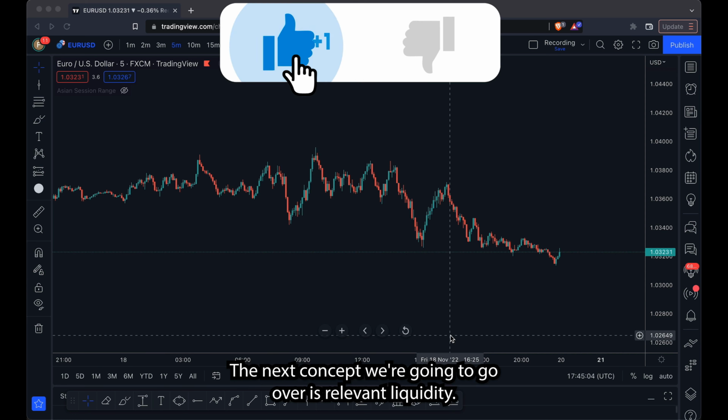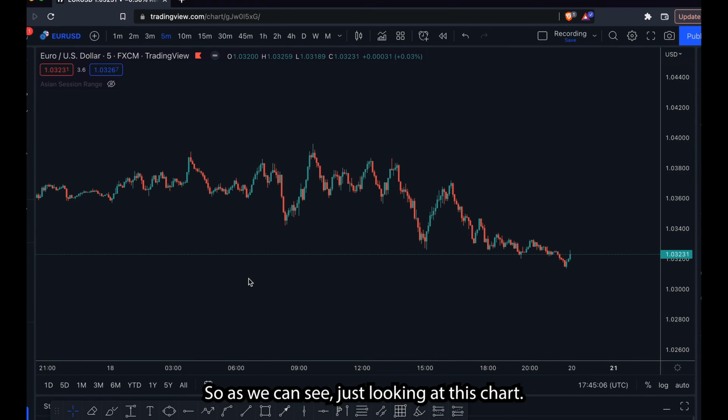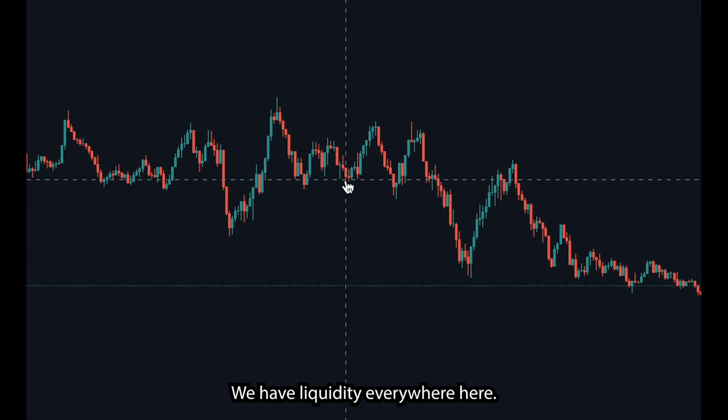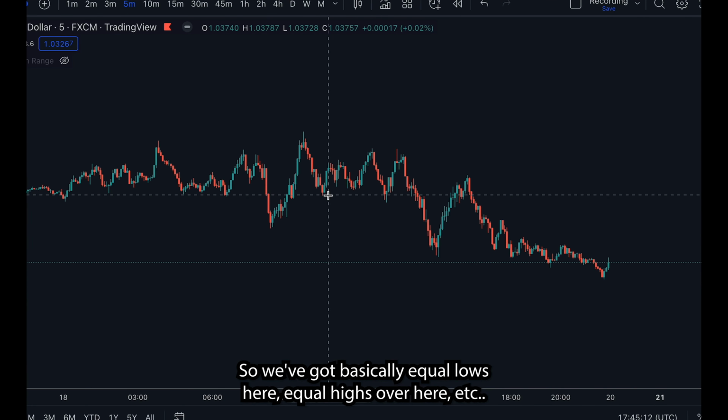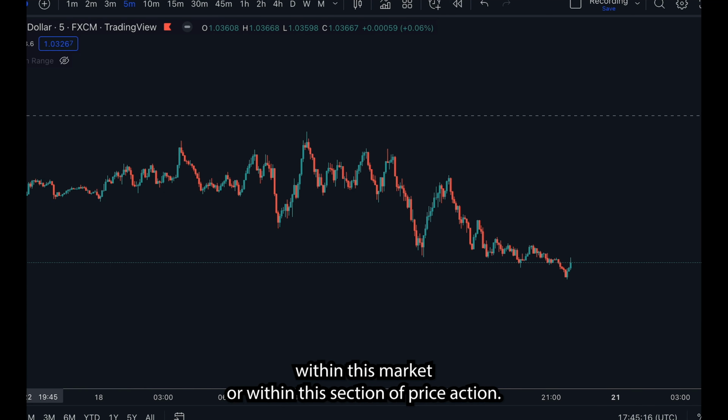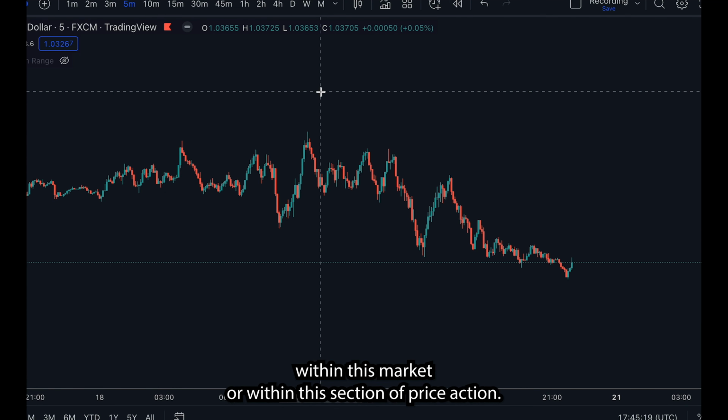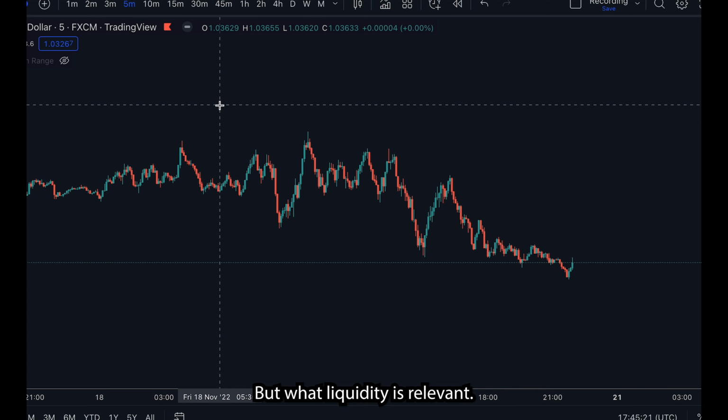The next concept we're going to go over is relevant liquidity. So as we can see, just looking at this chart, we have liquidity everywhere here. So we've got basically equal lows here, equal highs over here, etc. And so we can see there's a lot of liquidity within this market or within this section of price action. But what liquidity is relevant?